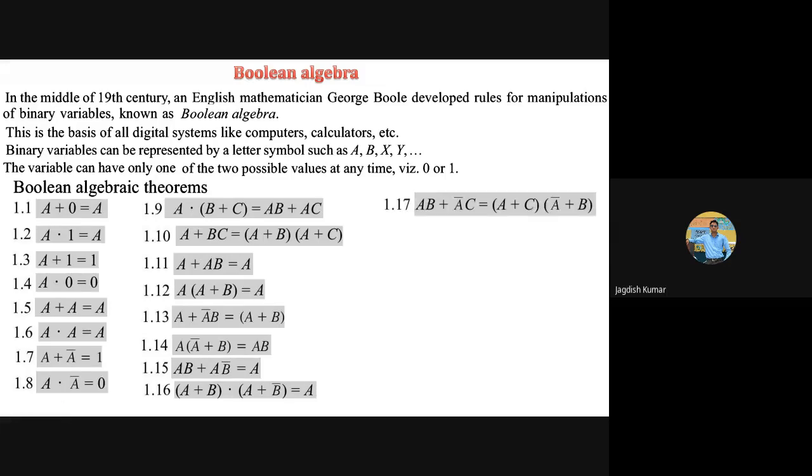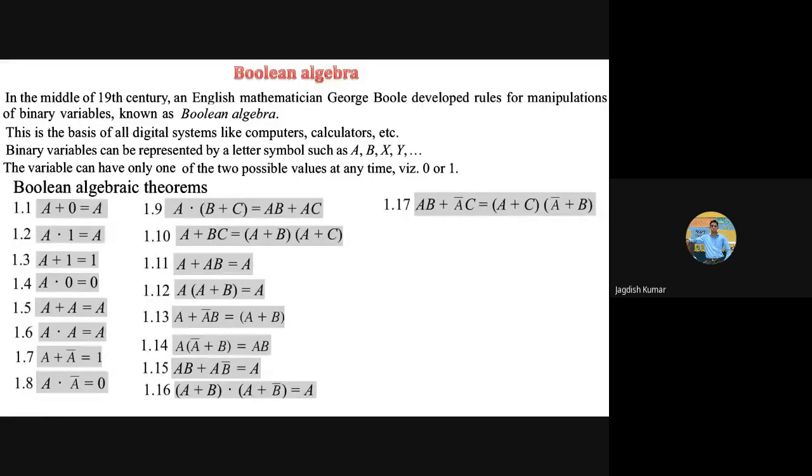Now again, there are something like 22 theorems. So that is why I thought to go in a slow pace, not all at once, so that we could see each and every theorem coming up and then try to see what this theorem says. A and B or A complement C is equal to A or C and A complement or B. Are you okay with this? I mean, what is this saying?